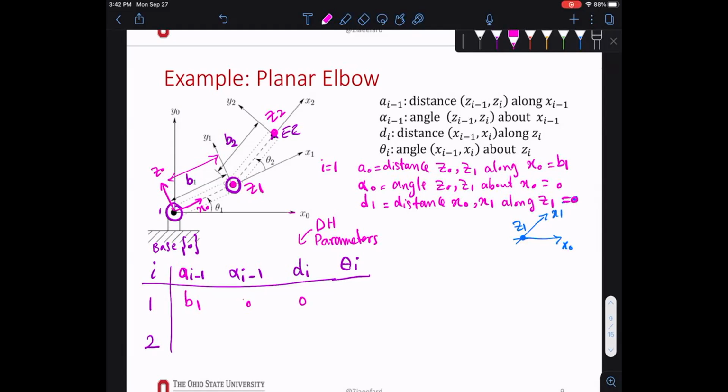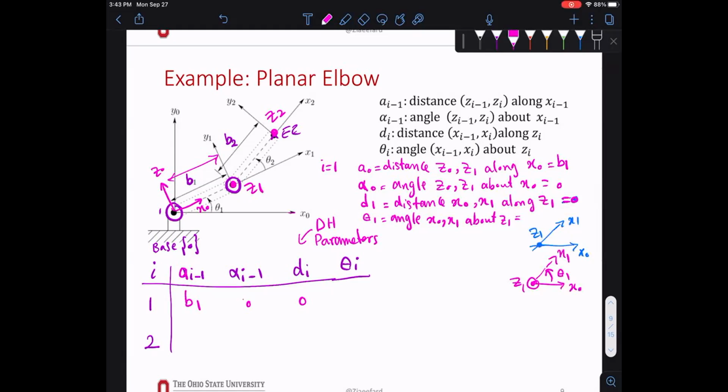Now theta I. Theta I is angle between X0 and X1 about Z1. So let's see, where is x0? So x0 and x1, this is your z1. So if you look at here, this is our theta 1, right? So at home position, your x1 was on x0, right? You're just showing there is a theta 1. So what's the angle?